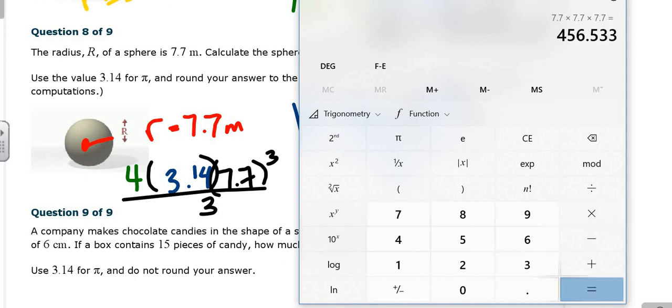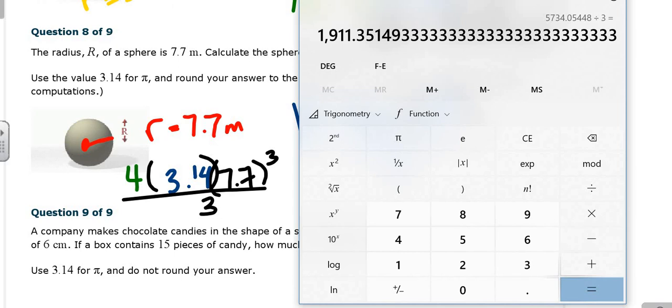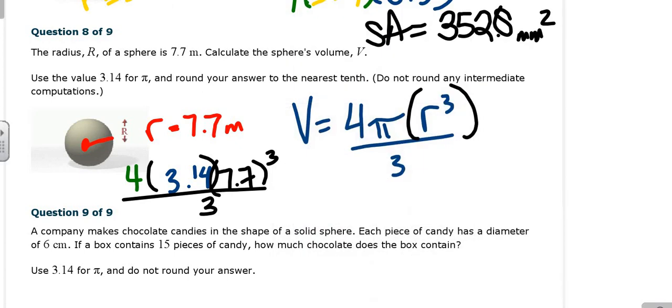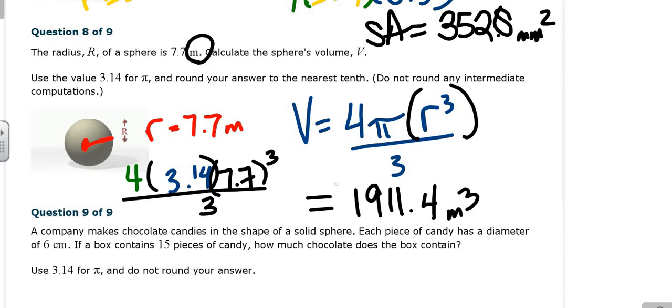So I would hit the equals button in between, so that's 7.7 cubed equals times by 4 equals divide by 3 equals. Rounded to the tenths place, which is the first decimal, 1911.4. Meters, and that's going to be cubed for volume.